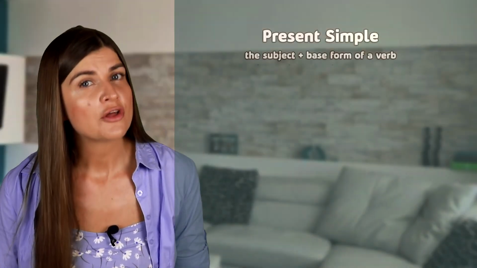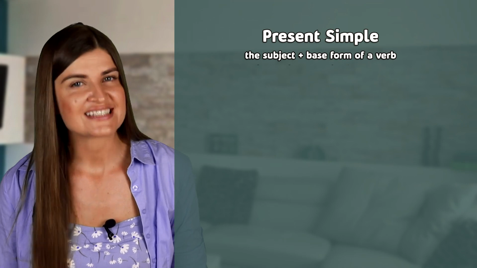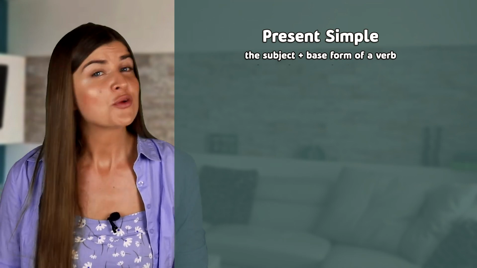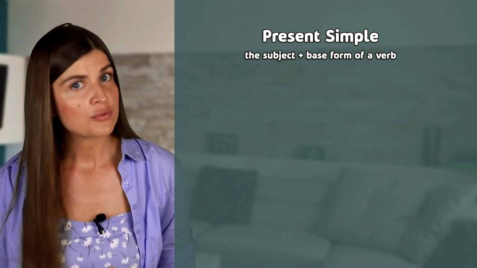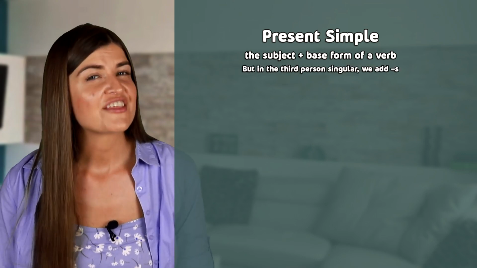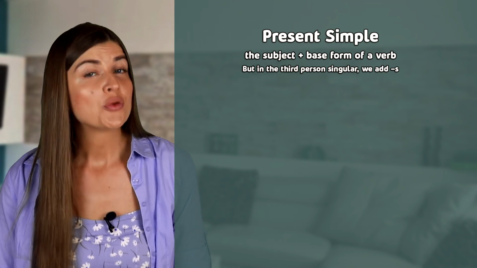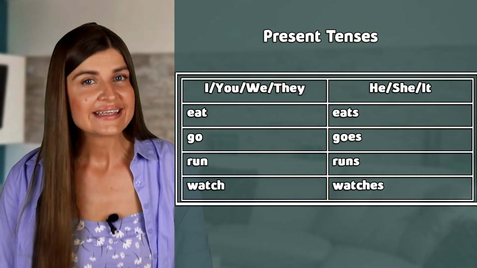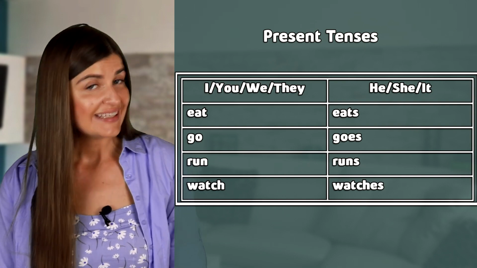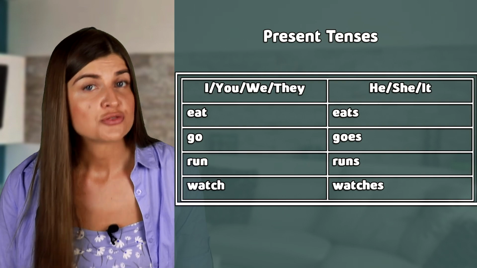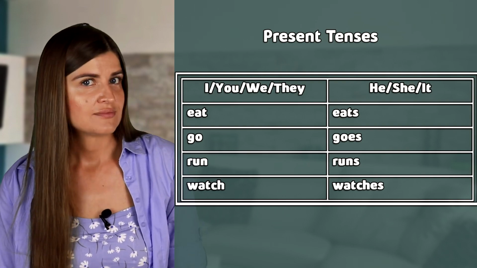Okay, now let's have a look at the structure of the present simple tense. How do we form it? We have the subject plus base form of a verb. But in the third person singular, we add an S. I eat, you go, we run, they watch. He eats, she goes, it runs, he watches.